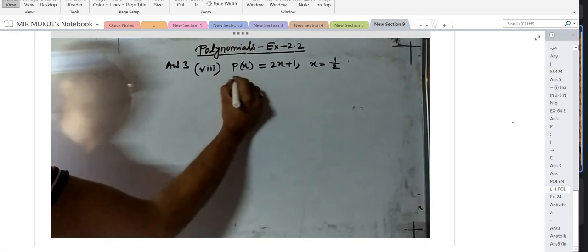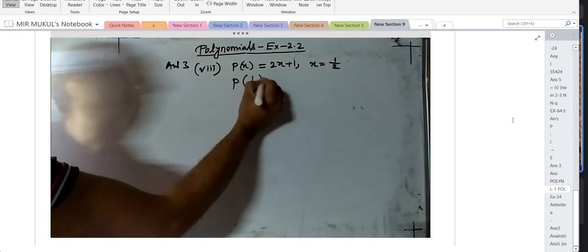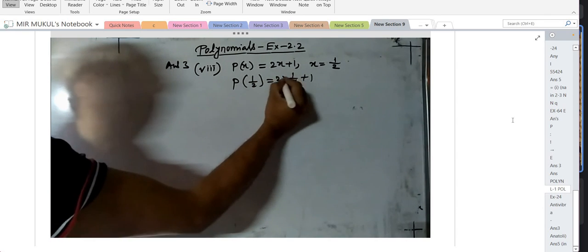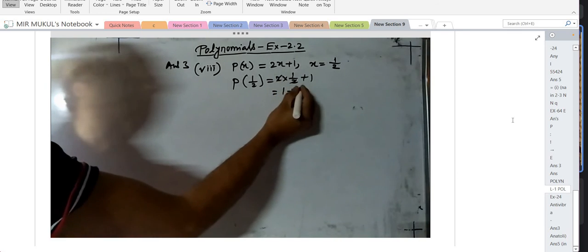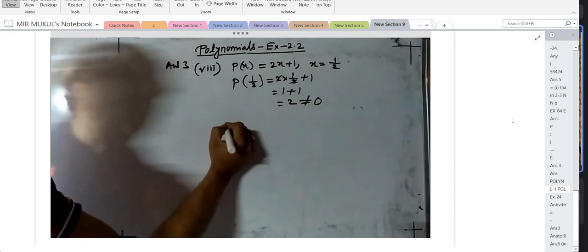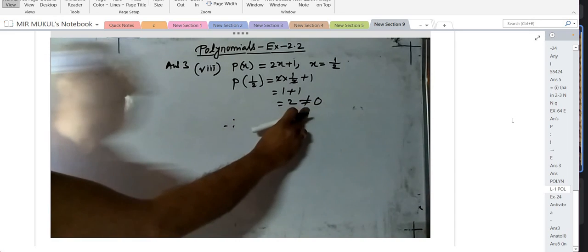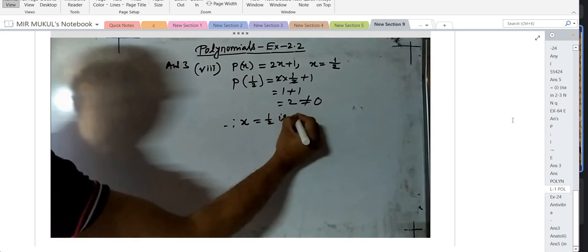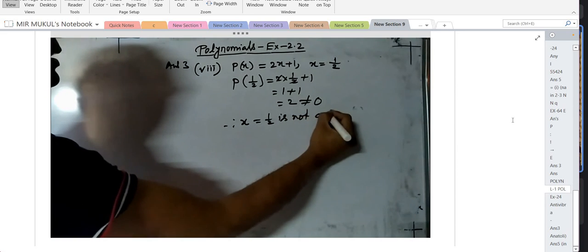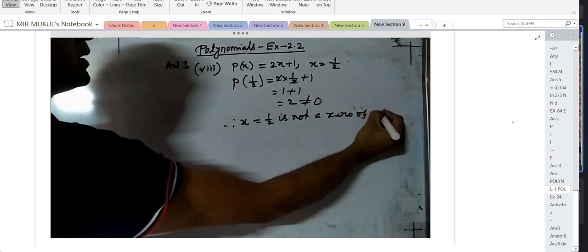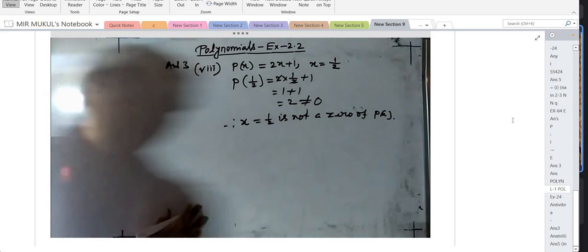So we find p(1/2). Then 2 into 1 by 2 plus 1. Now the 2s cancel. So 1 plus 1. 1 plus 1 equals to 2. It is not equal to 0. Therefore, since we are not getting 0 here, we can say that x equals to 1 by 2 is not a zero of p(x), right?